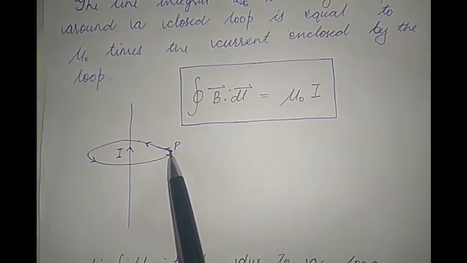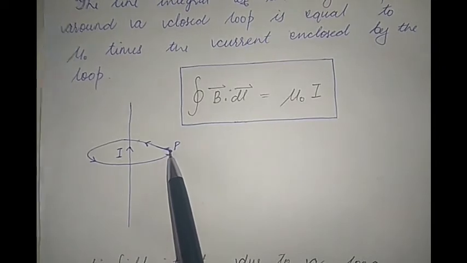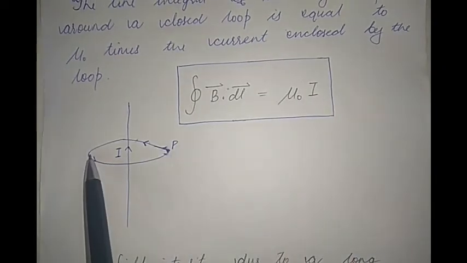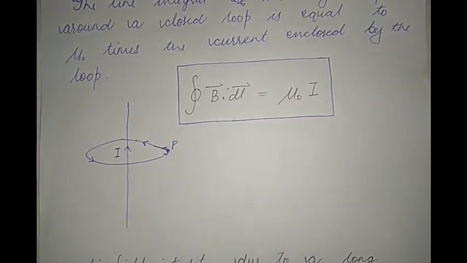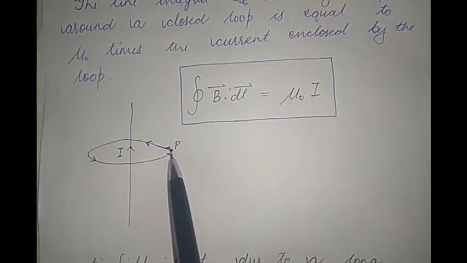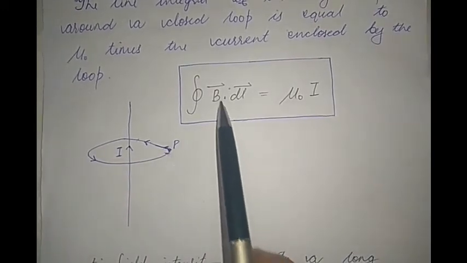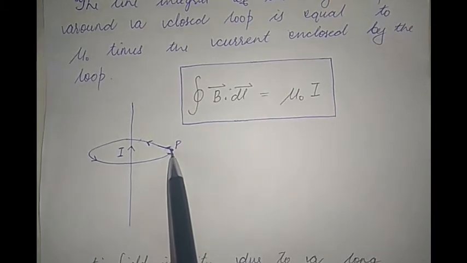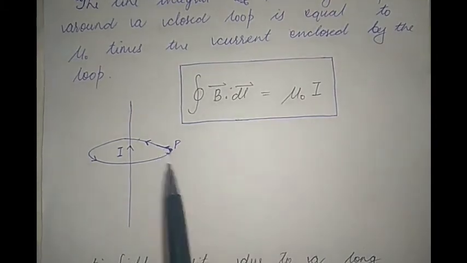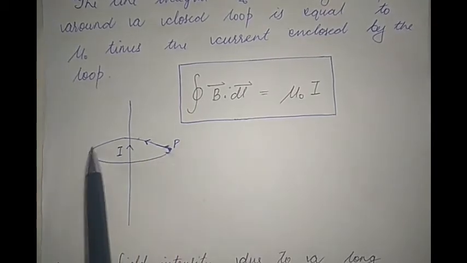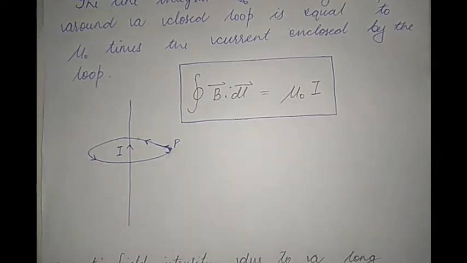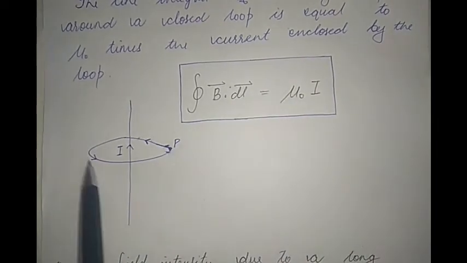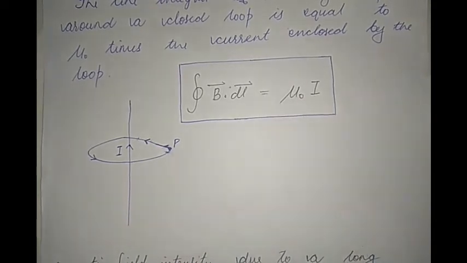If you consider the magnetic field intensity at point P, its direction will be going into the plane of the paper. At this point, it's coming out of the plane of the paper. So the direction of B and dl, take it to be the same. So dl is the small elemental length over here, and let us consider B to be the magnetic field intensity at point P. So B dot dl means we are integrating the total magnetic field along this closed loop. Therefore, the total magnetic field along this line is equal to mu naught into I. This is what Ampere's Circuital law tells us.